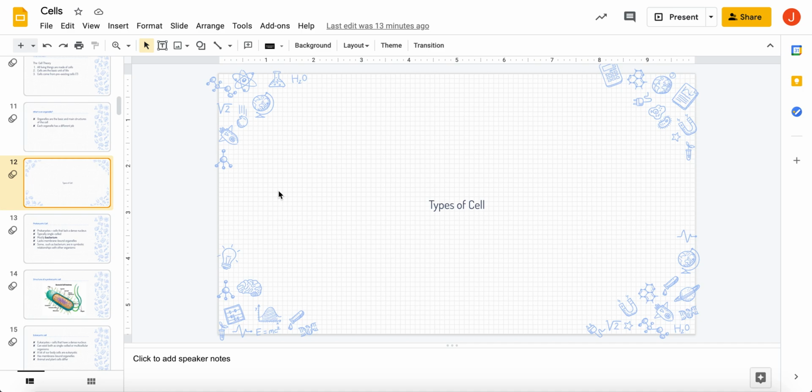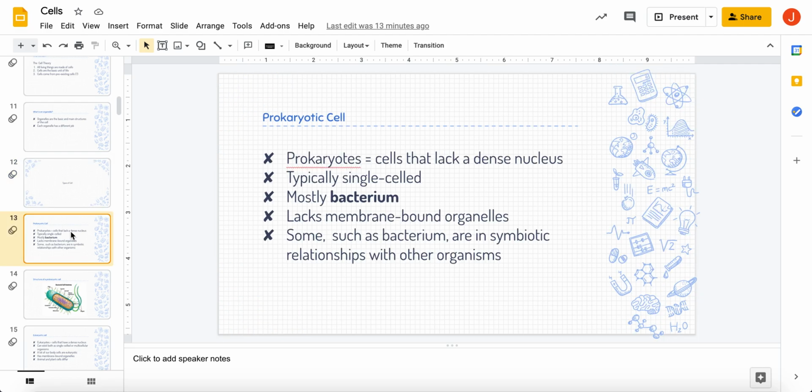Hello, and today we will be talking about cells. So there are many different types of cells. What makes humans different from, let's say, a plant or bacteria? Humans are different from these organisms in several ways, and one of them is the structure of a cell.